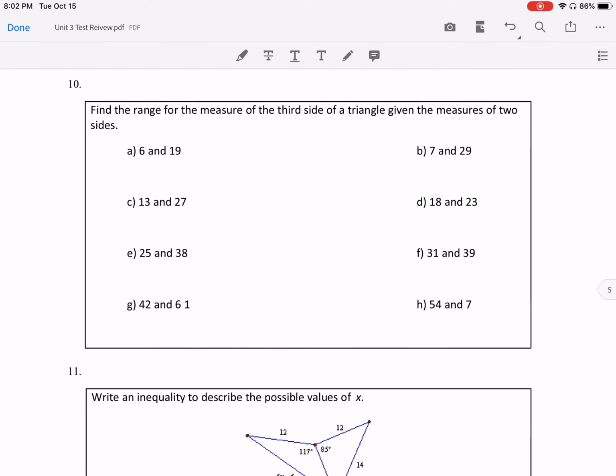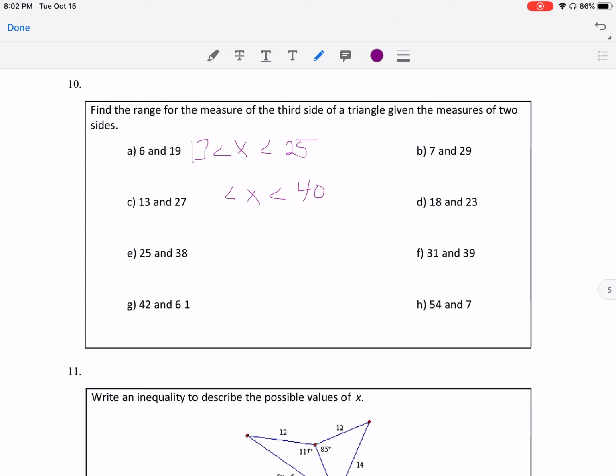Okay, now number 10. Just our inequalities here. It has to be less than the sum and greater than the difference. So 16 and 9 is 25. So my third side has to be less than 25 and greater than 13. Okay, this one right here has to be less than the sum. So that's going to be 40 and greater than 14.